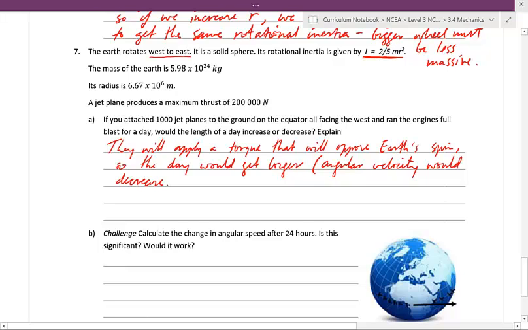Okay, now the challenge is, what will be the change in angular speed after 24 hours? So we need to work out a few things here. We have t is 24 times 60 times 60. Omega is, we'll go through 2 pi radians in 1 day, 2 pi over 24 times 60 times 60. That's omega I. Omega F is what we're trying to find out.